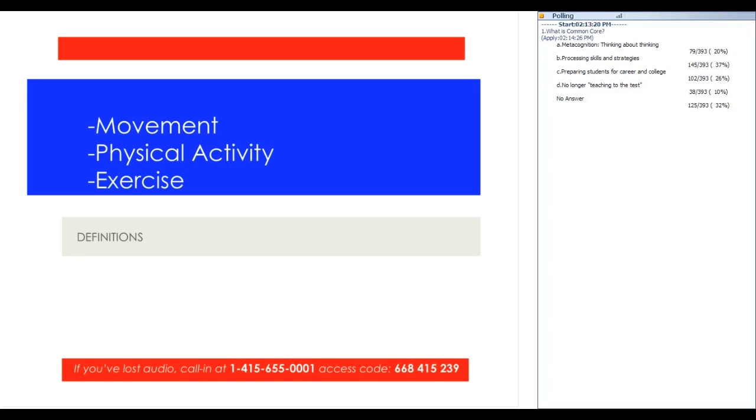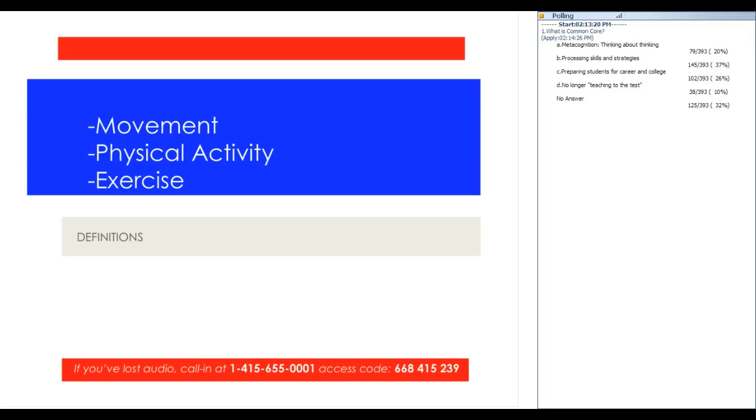Physical activity is movement that expends a little bit more energy. Walking to the door would be movement. Skipping to the door would be physical activity because that involves a little more energy. Exercise, especially when you look at it through the research, means getting your heart rate into the target heart rate zone and sustaining that elevation for a period of time. Now, the period of time is up for review, but most people would agree 30 minutes a day, most days a week for adults.